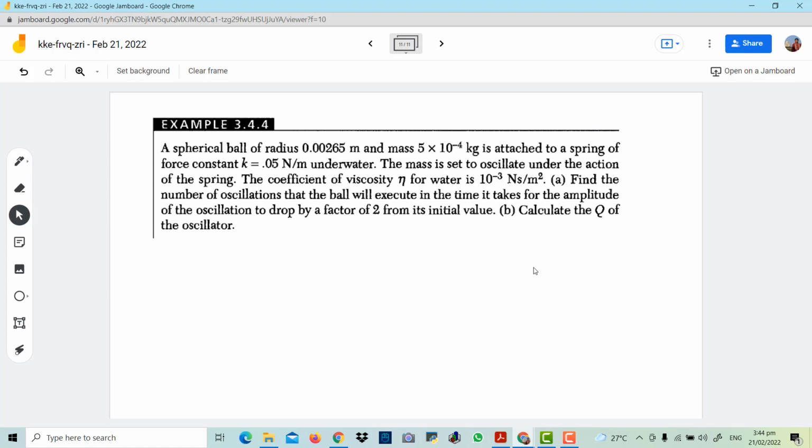Suppose we have a spherical ball of radius 0.00265 meters and a given mass, which is attached to a spring of force constant k equal to 0.05. And then the mass is set to oscillate under the action of the spring.